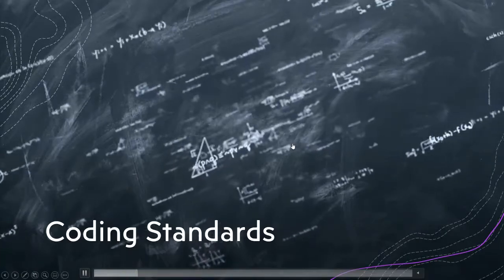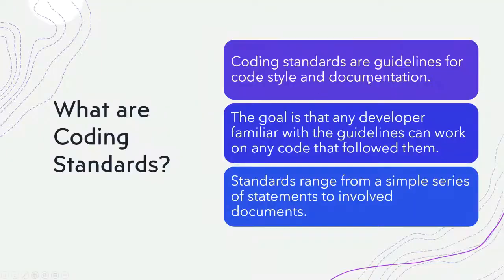So basically, coding standards are just guidelines for code style and documentation, and the goal is that any developer familiar with the guidelines can work on any code that follows them. The standards range from a simple series of statements to involved documents. Coding standards are just the standards that we follow whenever we create a program or a system.